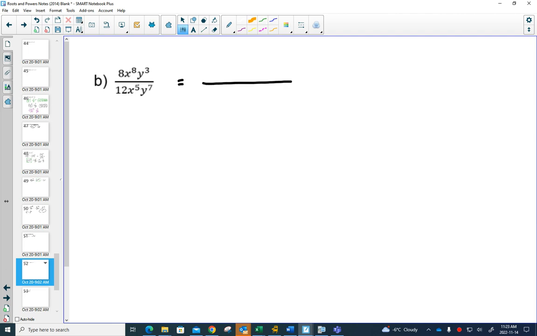What's the rule for fractions? Subtract the exponents. First of all, the numbers, can you do anything with 8 over 12? You could reduce it to 2 over 3. And then if I subtracted exponents, x to the 8 and x to the 5, I would be left with x to the 3.